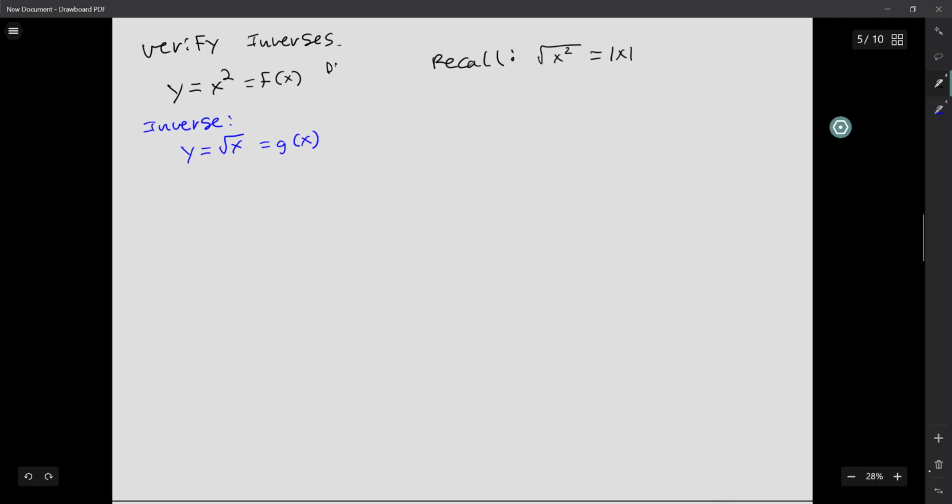So the domain and range: the domain of x squared is all real numbers. So I'm just going to use fancy R. And the range is positive numbers, so 0 to infinity.